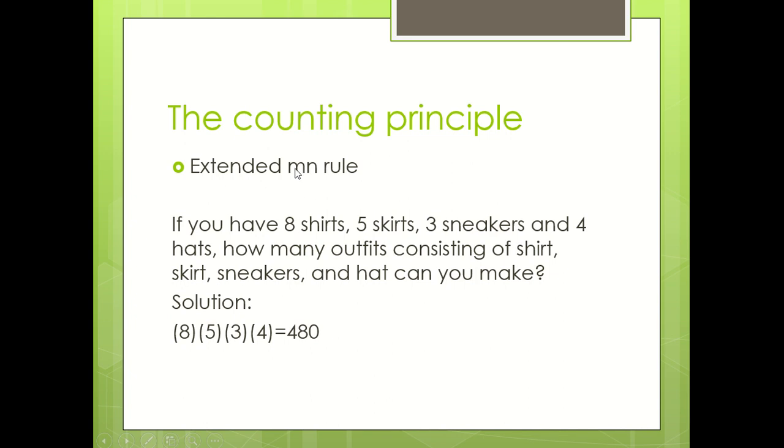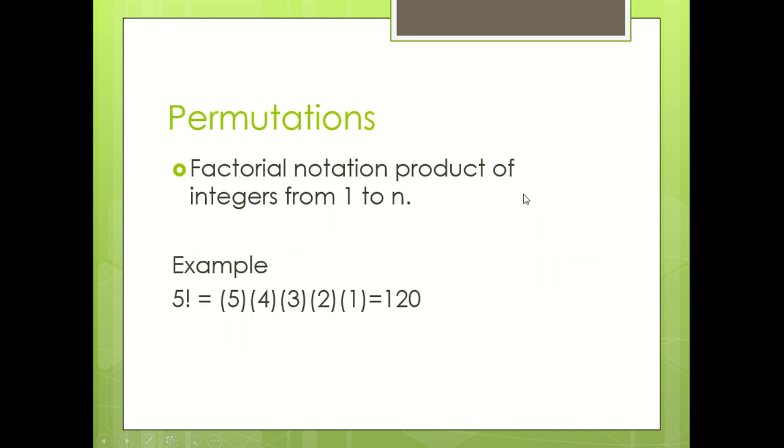So, kanina meron lang tayong M times N. Ngayon meron tayong M times N times O times P. So, simple multiplication, 8 times 5 times 3 times 4 is equal to 480 outfits. Ito yung ibig sabihin natin ng counting principle. The next one would be about permutations.